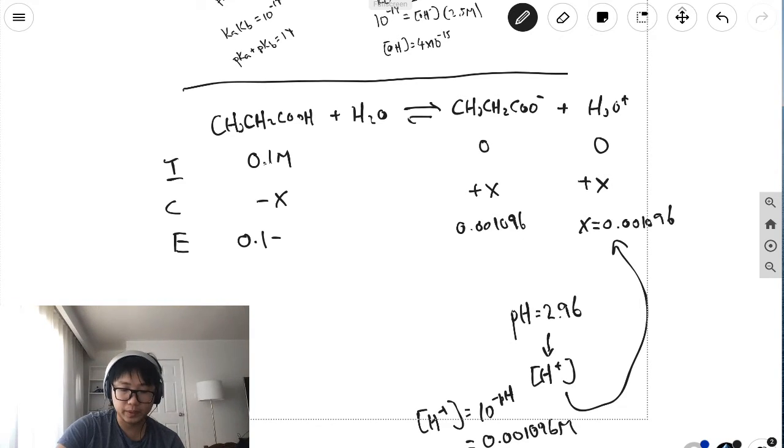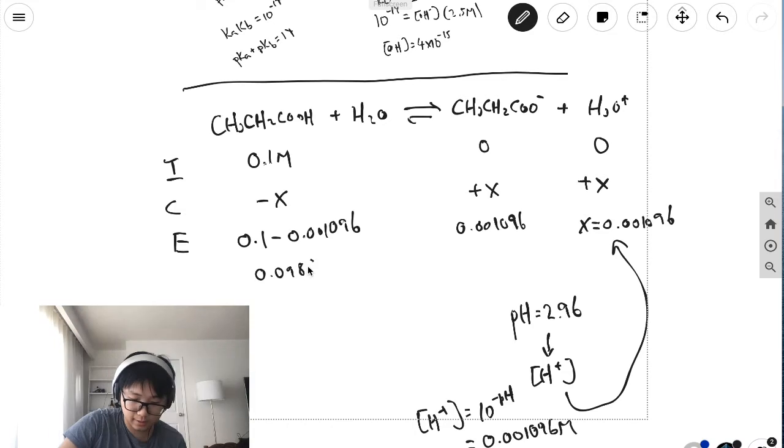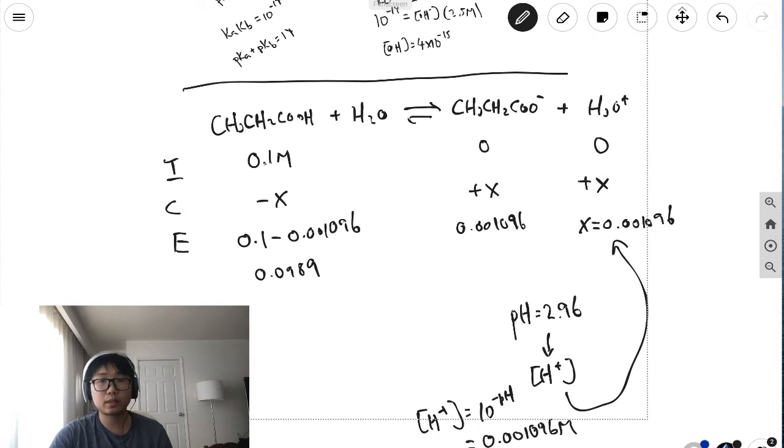Okay, so what would be the ending concentration? It would be 0.1 minus 0.001096. Probably not a big of a change, but we'll consider that anyways. So we're going to write that as 0.0989. Okay, so now what can we do with these values to find Ka?